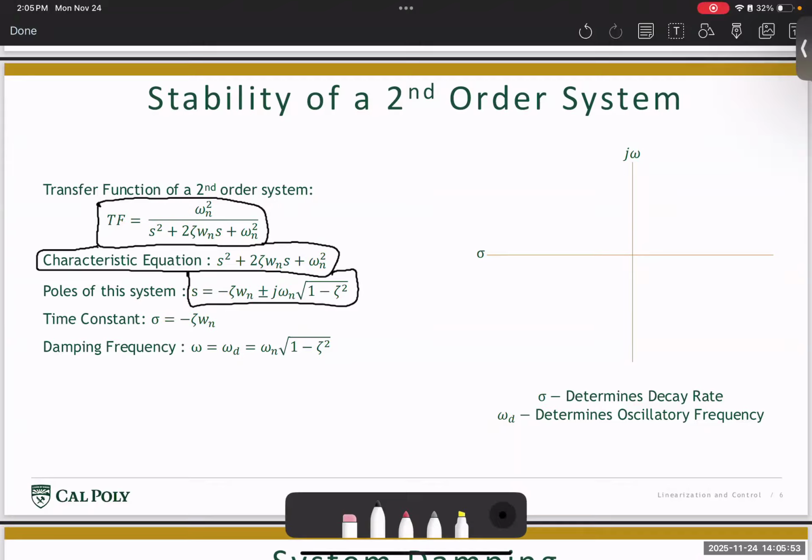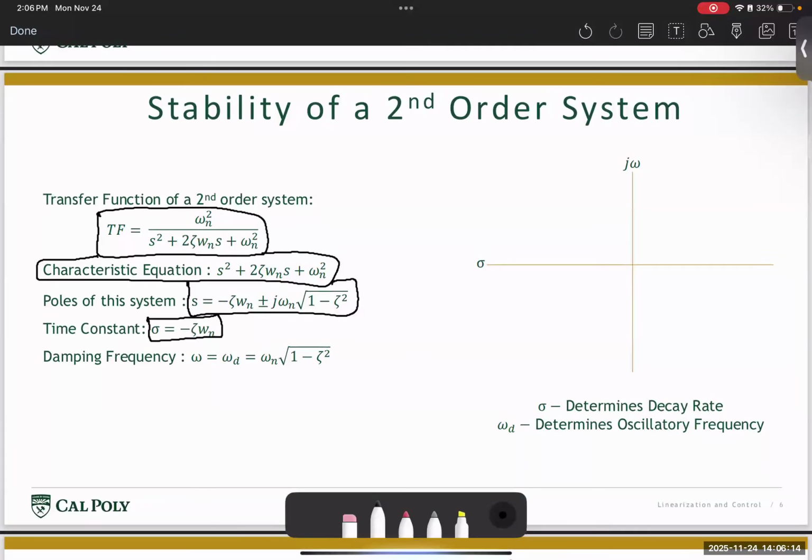Here we're going to define two new constants. One is called the time constant, which we're going to define as negative zeta times omega n. This determines how long the system takes to respond to a specific input. And then we're also going to define another quantity called the damping frequency, which is given by omega n times the square root of 1 minus zeta squared.